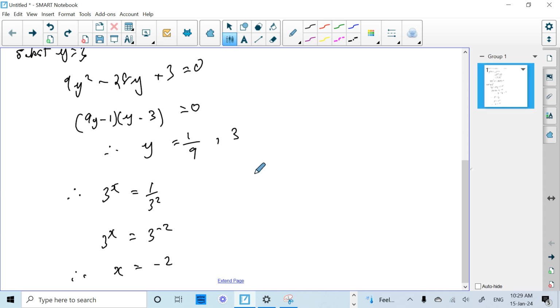We know x is equal to 1. How? Because we got 3 to the x is equal to 3, and of course, any number raised to the power of 1 is itself, so x is equal to 1. So x, therefore, is equal to 1 and minus 2. And that's your 4 marks.